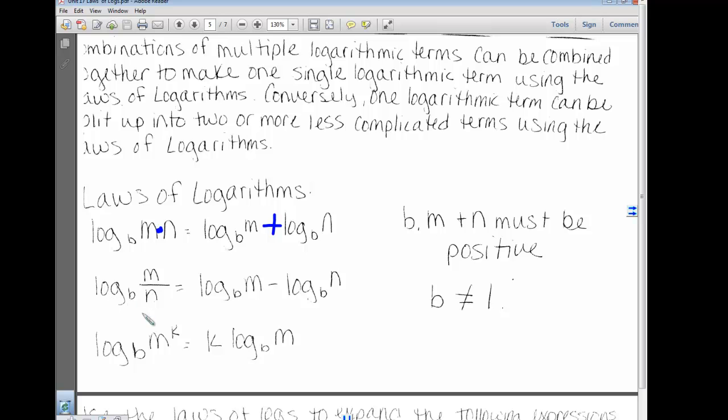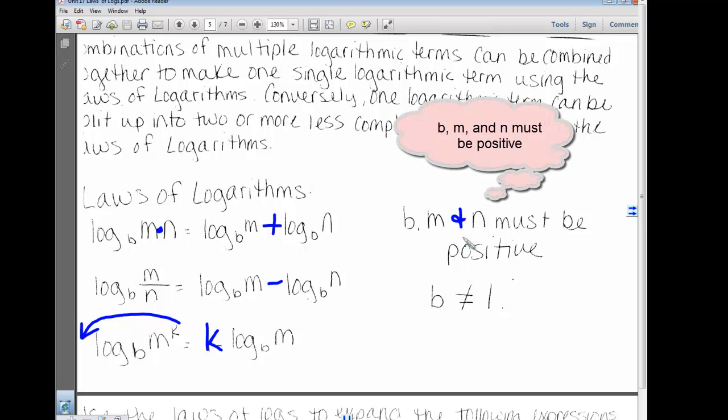If I have log base b of m divided by n, I can split this up: log base b of m minus log base b of n. And the third property, log base b of m raised to the k power, this just comes out to the very front, so I have k times log base b of m. M and n must be positive. B cannot be equal to 1.